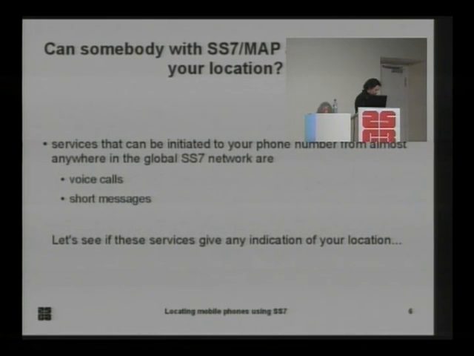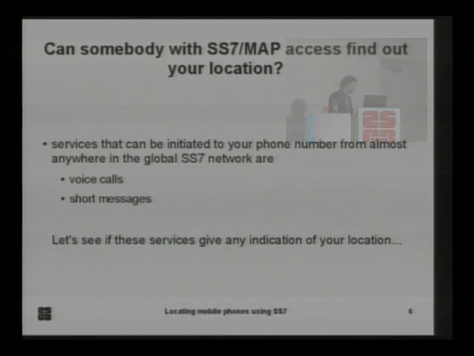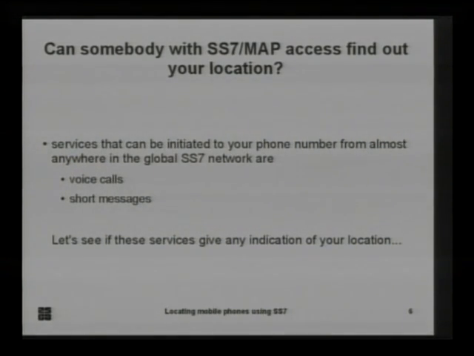So, the question is, can somebody who just has SS7 and MAP access, that could be anybody, because all operators or most of the operators are connected via SS7, could any operator at the other end of the world who has SS7 and MAP access find out your location?